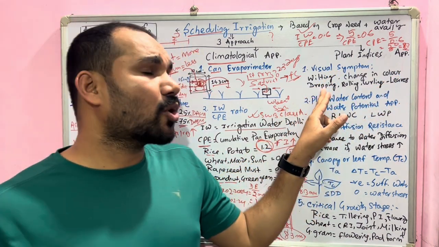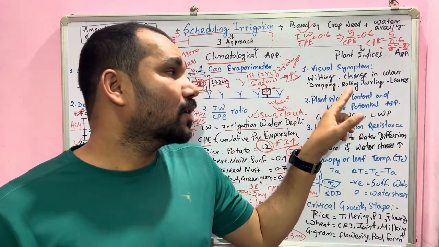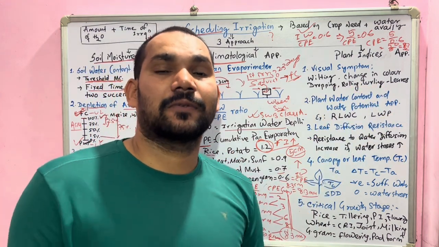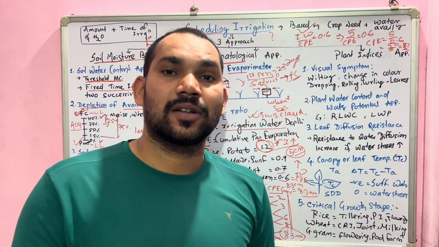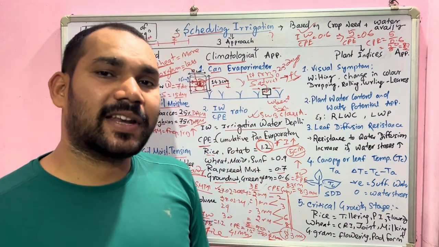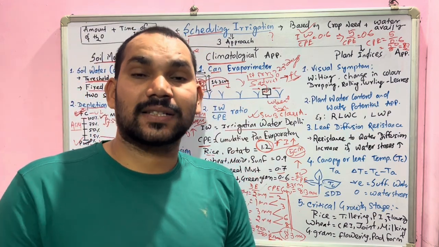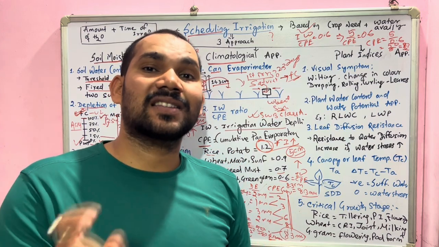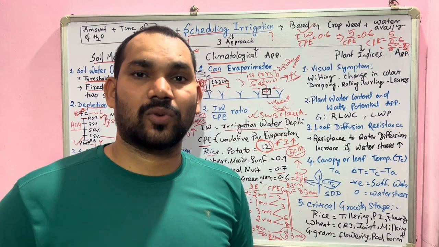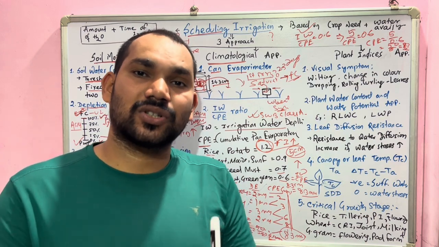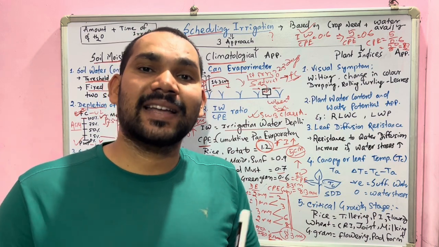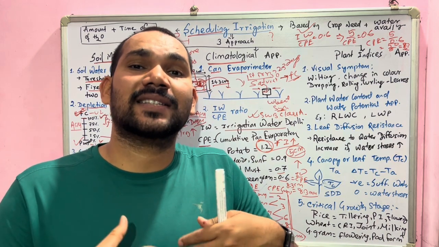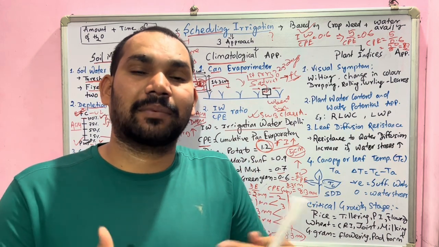Then what other visual symptoms come? Drooping of leaves, rolling of the leaves, curling of the leaves. As you know, if there is no water in the soil, then there will be no water in the plant. The plant has an ability called adaptation ability, adaptability. So if you have soil moisture stress condition, the plant has to respond, which is called adaptability or adaptation.